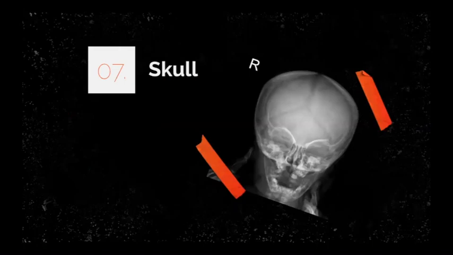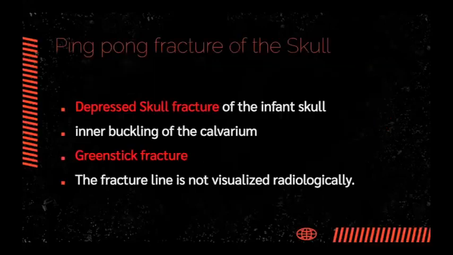All right, so the last part before we end the session, a little bit on skull fracture. I just want to highlight this condition, which is a ping pong fracture of the skull. It's basically a depressed skull fracture of an infant, because of the inner buckling of the calvarium. It is basically a type of greenstick fracture of the skull bone.